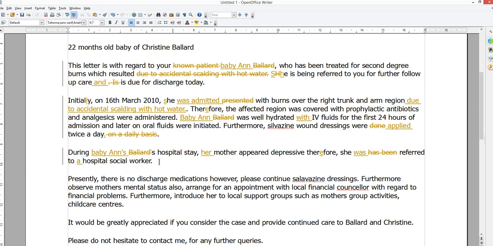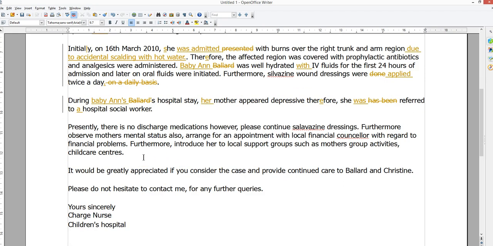to a hospital social worker. Again, we need an article. Now, you've got to watch this because I can see there's a couple of things here. We've got missing articles, missing prepositions, pronouns. Okay. She was referred to a hospital social worker. Presently, there are no discharge medications. Subject verb, there are. However, please continue salvadine dressings. Furthermore, observe mothers.